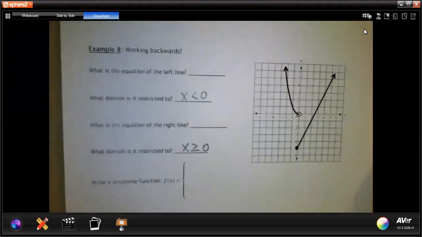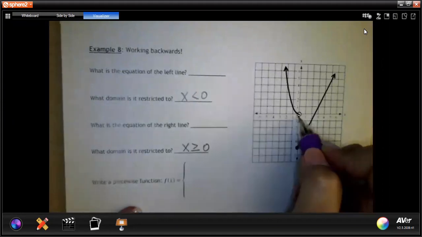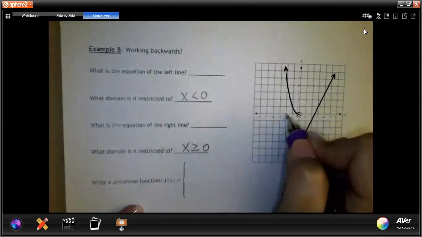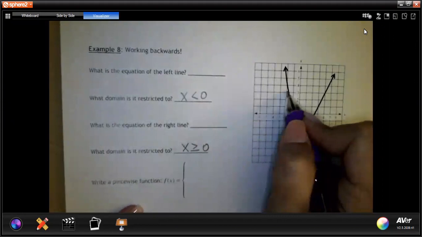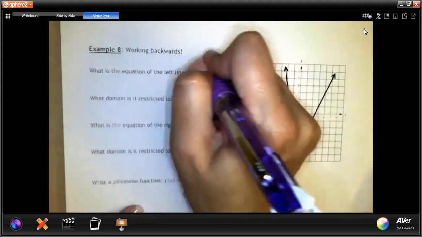Now to write the equations. My vertex is at 0, 0, just like the parent function. So I know that it's not moved up or down or left or right. It goes to the right one and up one, and to the left 2 and up 4. So I know there's no stretches or compressions or reflections. So that is just my parent function.